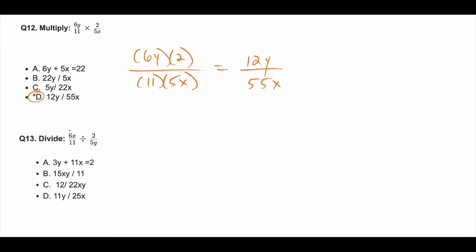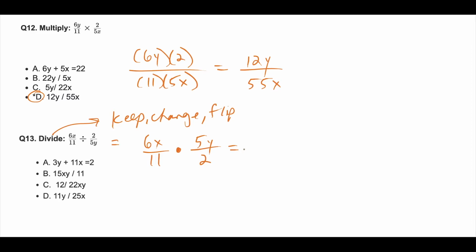Now for question 13, when you divide fractions, the phrase to remember is keep, change, flip. So what we're going to do is keep the first fraction the same. This is equal to 6x over 11. We change the operation from division to multiplication, and then we flip that last fraction to 5y over 2. Now when we simplify this, there's a nice little thing you could do. Notice we have a 6 in the numerator and a 2 in the denominator. 6 divided by 2 is 3. So we could reduce this beforehand.